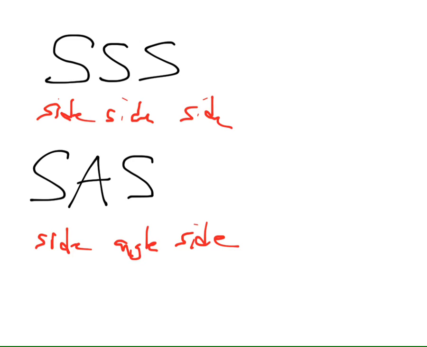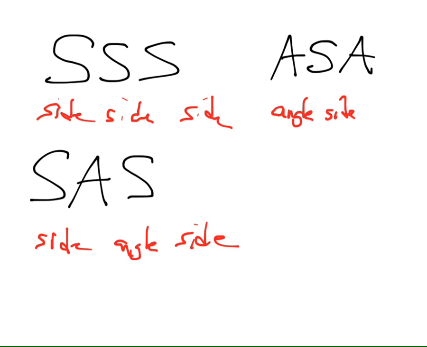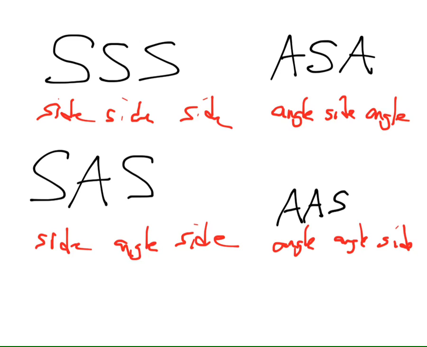There are actually two more that you can use. Which is nice because then, depending on the proof, you can use either SSS, SAS. The third one is ASA, which obviously stands for angle, side, angle. And the last one is AAS, which is angle, angle, side. Those are the last ones.